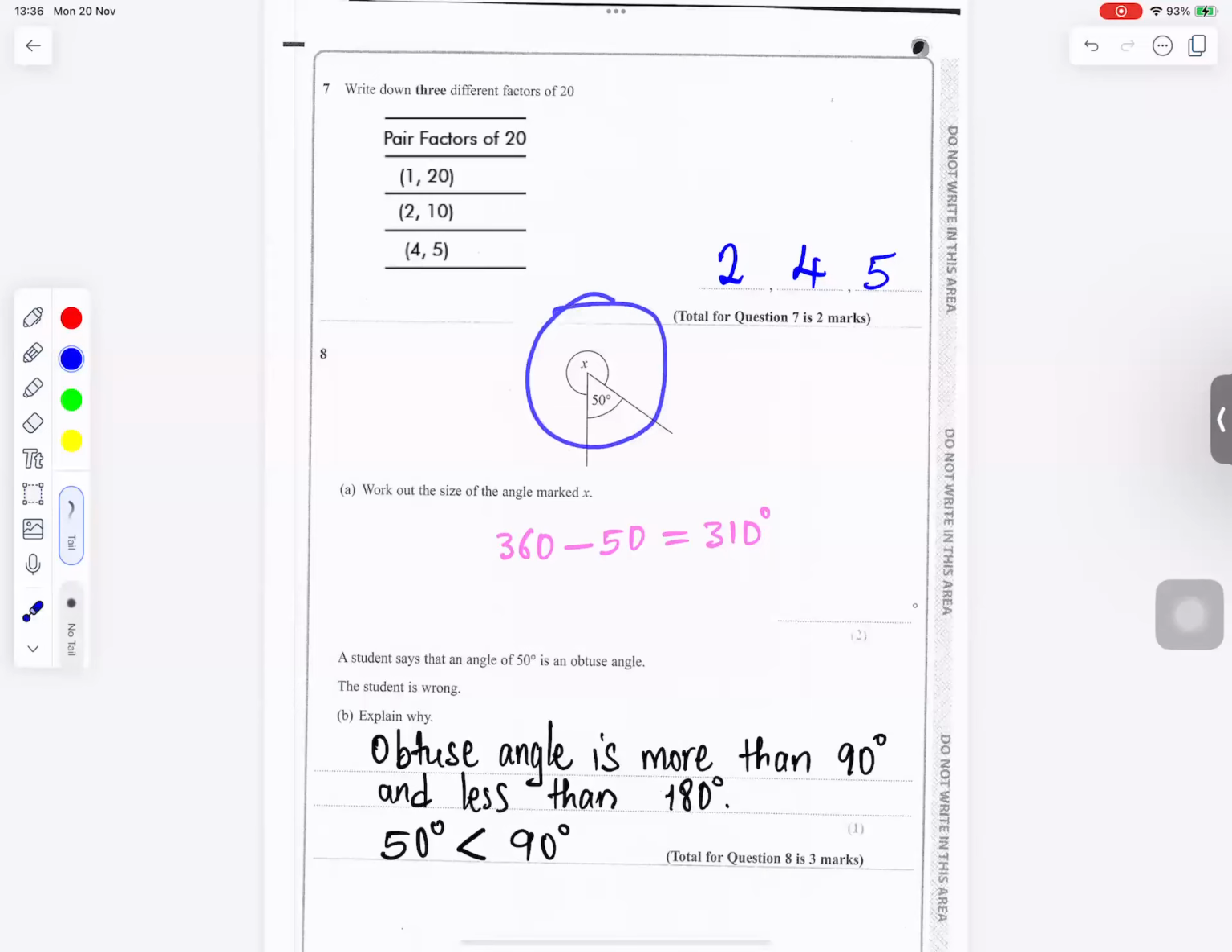360 is a complete circle. 360 minus 50 is 310. Part B. A student says that the 50 degree angle is obtuse. The student is wrong. An obtuse angle is an angle which is more than 90 degrees, but less than 180. And 50 degrees is less than 90, so it's wrong.